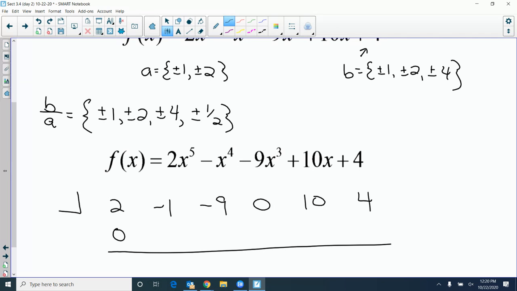Now, since it starts with 2 x to the 5th, what should a possible root be? Should be a fraction. Okay, on that one. All right, so test, see what you come up with.